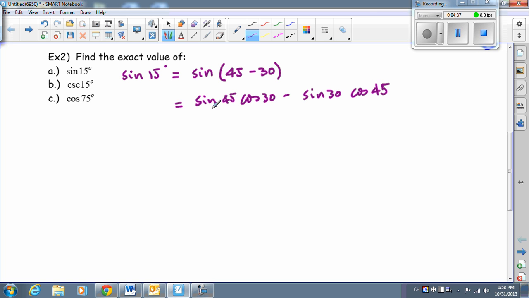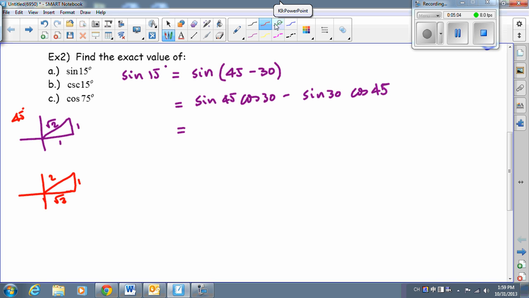For 45, I know that the sine and cosine are 1/square root of 2 or square root of 2/2. I can graph those. Now, here's my 45-degree angle where I have 1, 1, square root of 2. And I will label it 45 degrees. And for my other angle, which is my 30-degree angle, is right here where I have 1, square root of 3, and 2. And of course, this is my 30 degrees.